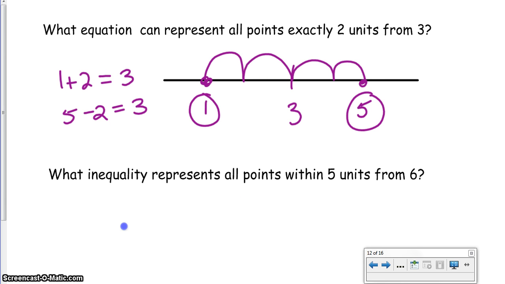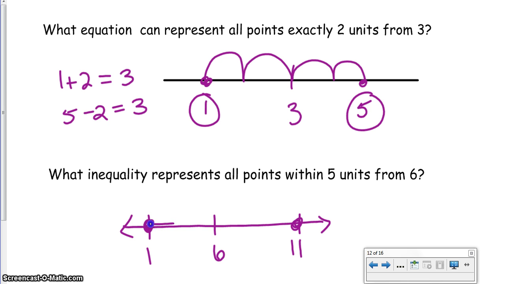What about this one? All points within 5 units from 6. 6, 11, 1. All the points within 5 units. Can you figure out how to write that one out? I hope so, because that's where we're going tomorrow.